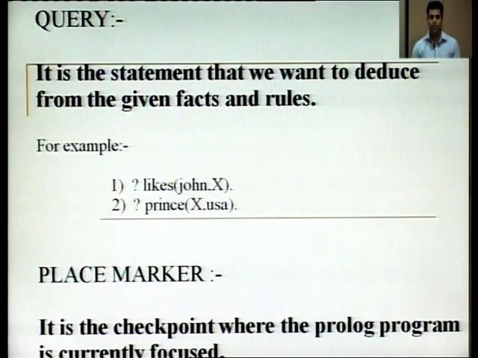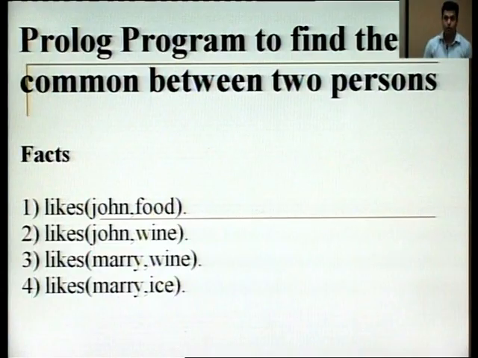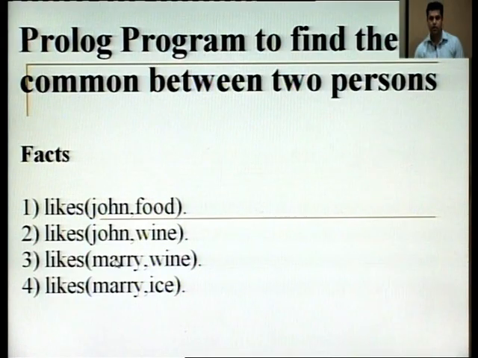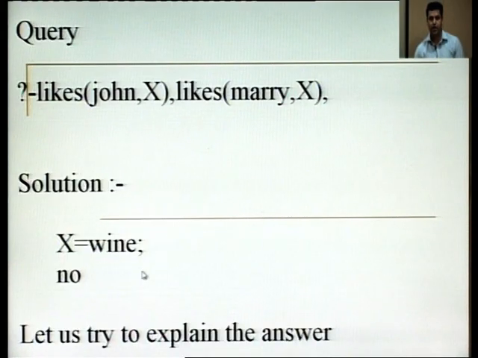Let's see what Prolog actually does, how it actually executes the program. There is a concept of place markers. A place marker is a checkpoint where the Prolog program is currently focused. We will take this example program to explain the concept of place markers. Here in our program we have four facts: John likes food, John likes wine, Mary likes wine, Mary likes ice. And we put the query likes John comma X, likes Mary comma X.